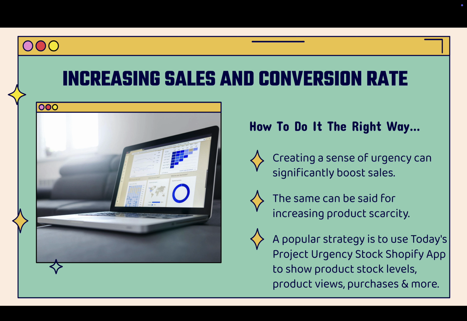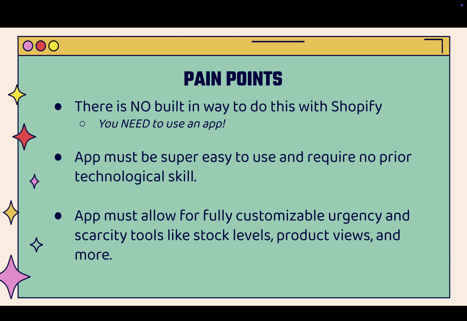A really popular strategy is to use today's project, the Urgency Stock Shopify app, to show product stock levels, product views, recent purchases, and more. You're going to see it all over the shoulder. We'll go step by step. If you want to implement this strategy, you're going to have to use an app. There's no built-in way to do this with Shopify.